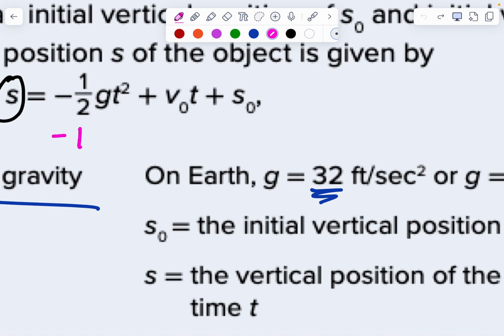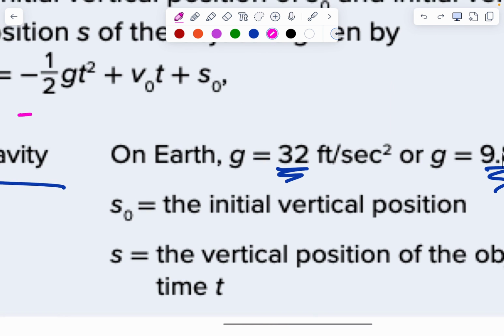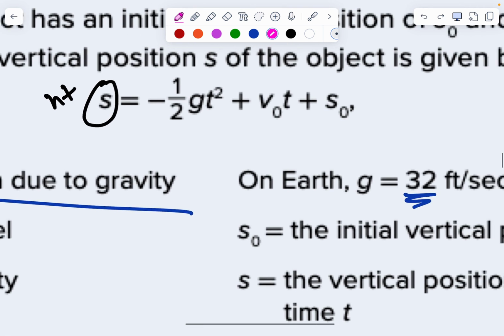Otherwise, it would be like 4 point, whatever it is. 4.5, no. 4.9. Negative 4.9 t squared. That would be in meters per second, right? Okay, the half incorporated in there, all right? So gravitational pull depends on meters per second or feet per second.